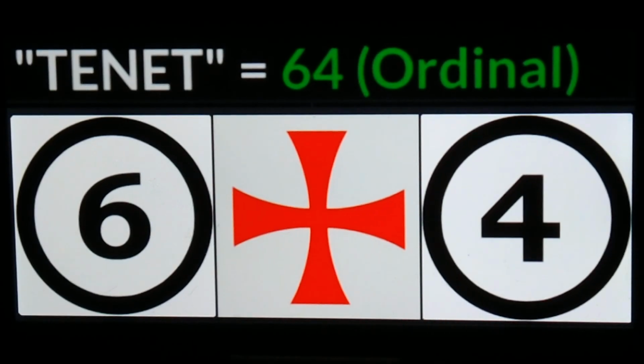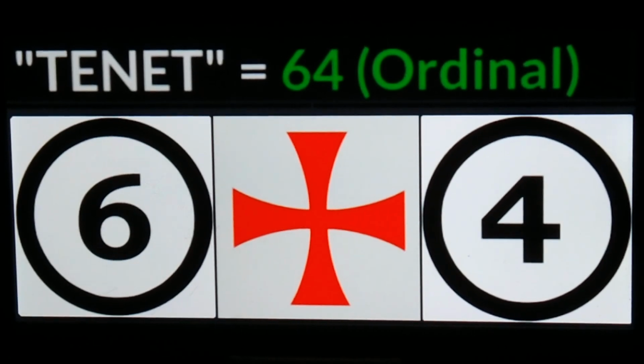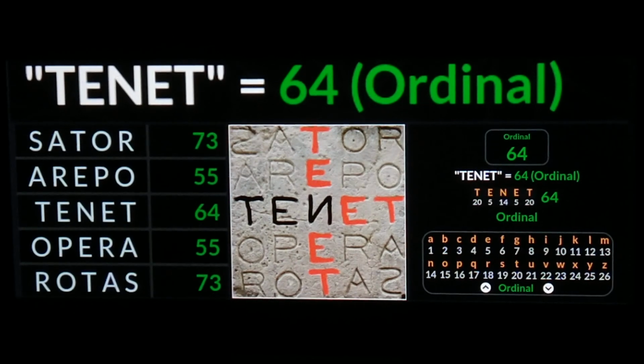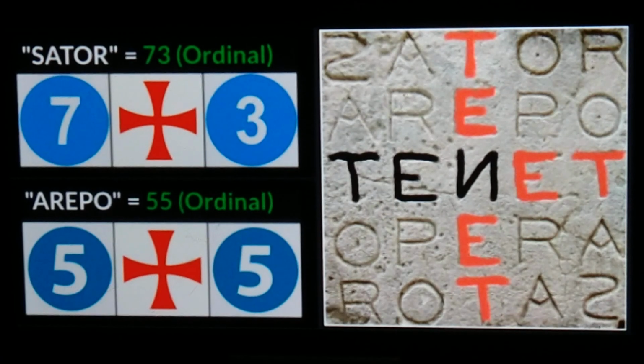So if we use ordinal gematria, simple cipher, English ordinal gematria, A is 1, B is 2, C is 3, and so on, the word tenet equals 64. 6 plus 4 is 10. And you can see in the center of the screen here, the Sator square has the word ten, forwards and backwards, up and down, down and up in a cross formation. We're going to talk about the cross in a little bit too.